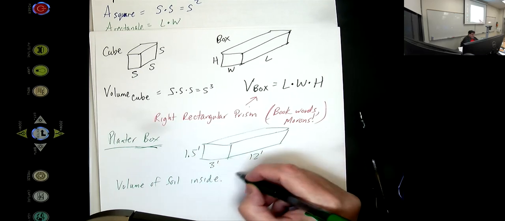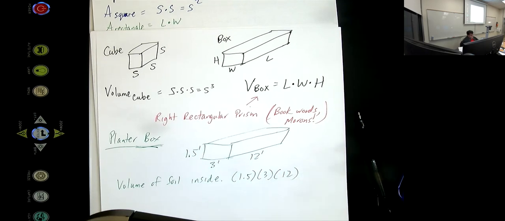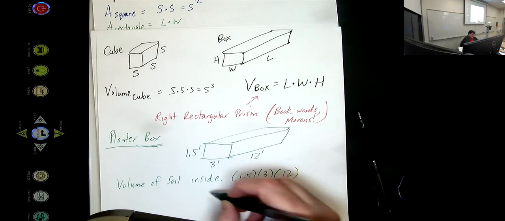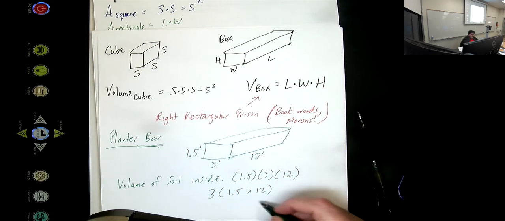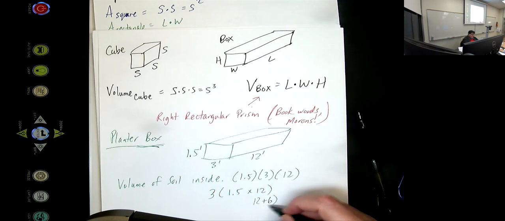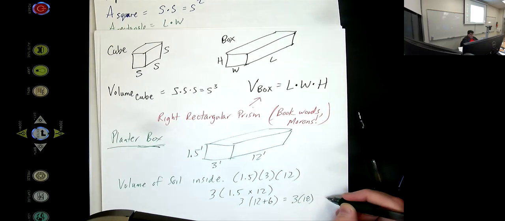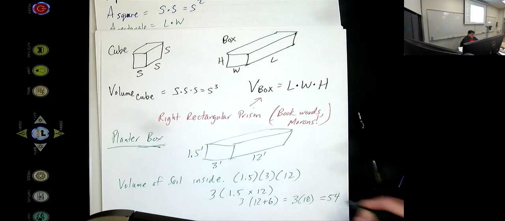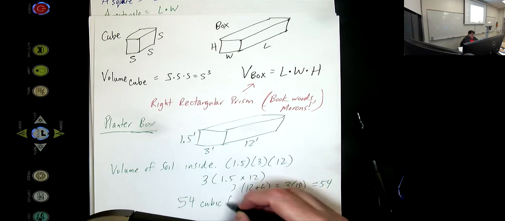I'm going to multiply all three numbers, 1.5 times 3 times 12. I'm going to do the 1.5 times 12 first. I can do that in my head. This is 12 plus half of 12. So 3 times 18 is 54. She needs 54 cubic feet of soil.